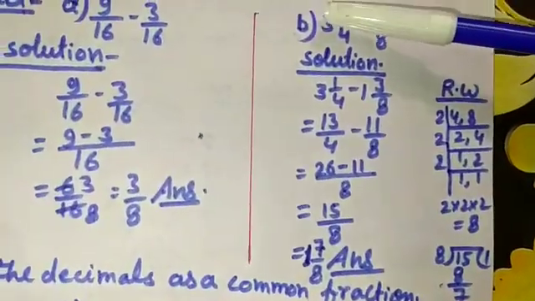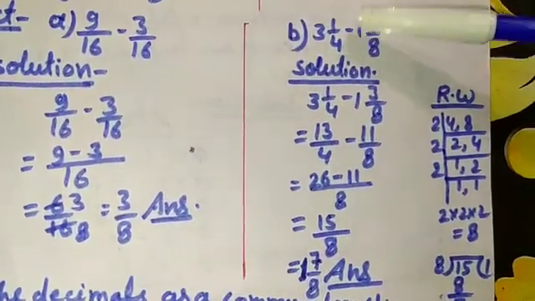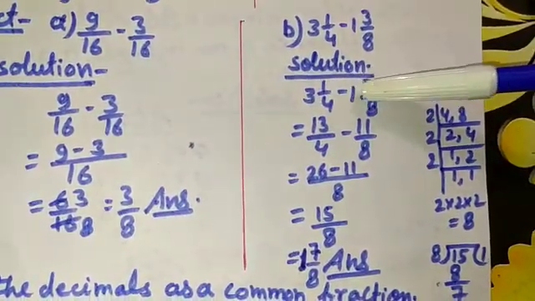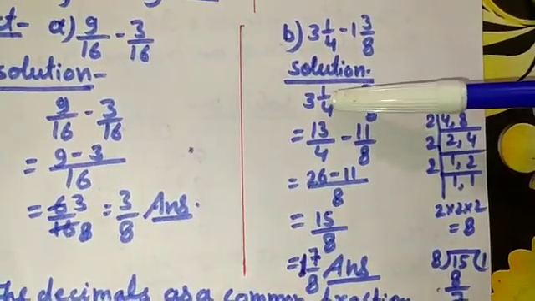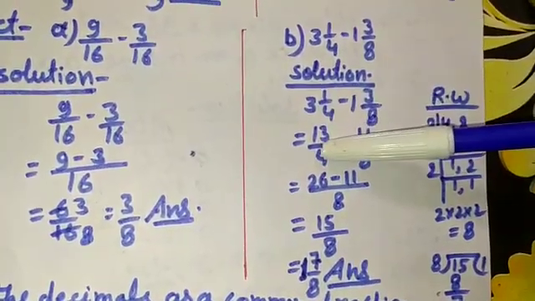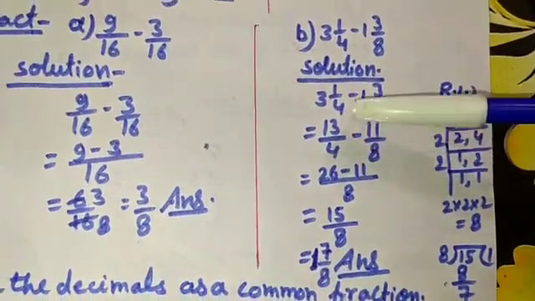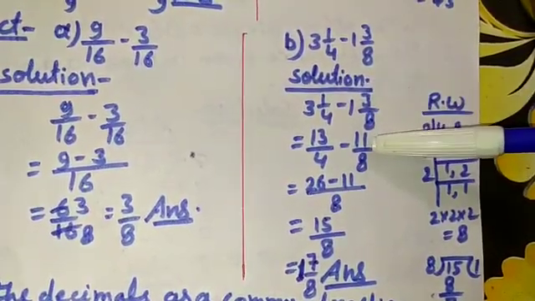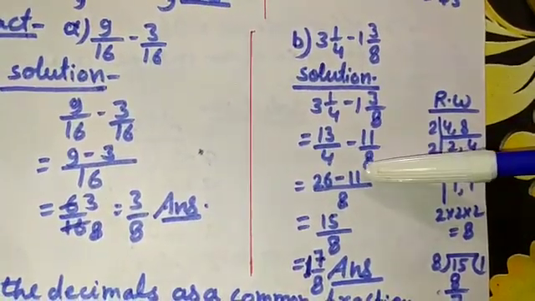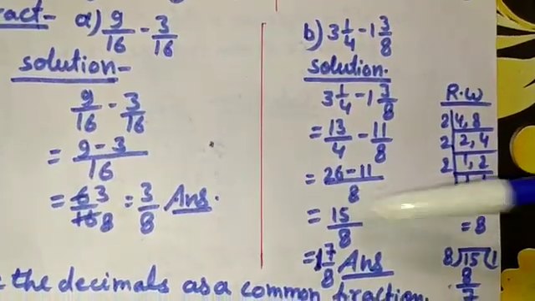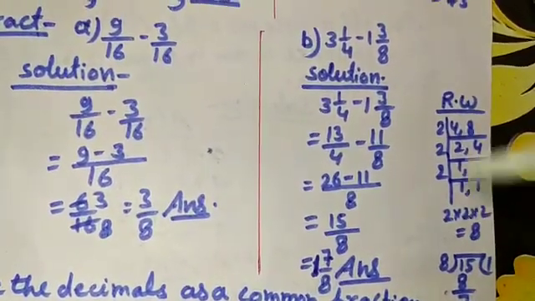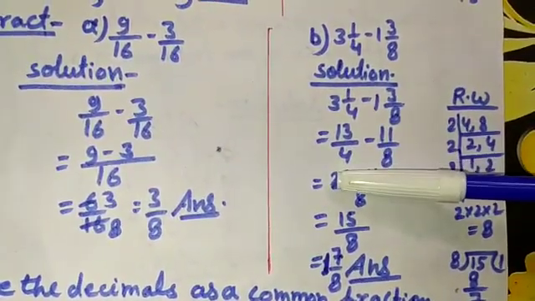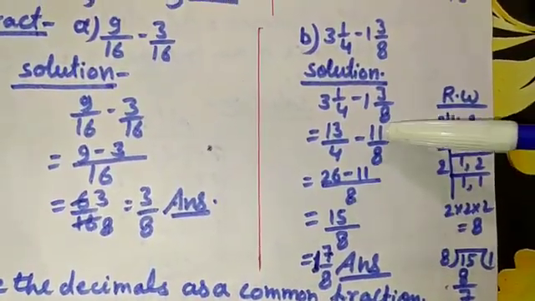Here is B, and it is 3 whole 1 upon 4 minus 1 whole 3 upon 8. Solution: 3 whole 1 upon 4 minus 1 whole 3 upon 8. First we will convert it into improper fractions, and 4 threes are 12, plus 1, 13 upon 4, minus 8 ones are 8, plus 3, 11 upon 8. LCM of 4 and 8 is equal to 8. Here is rough work, and 4 twos are 8, 13 twos are 26, 8 ones are 8 and 11 ones are 11.